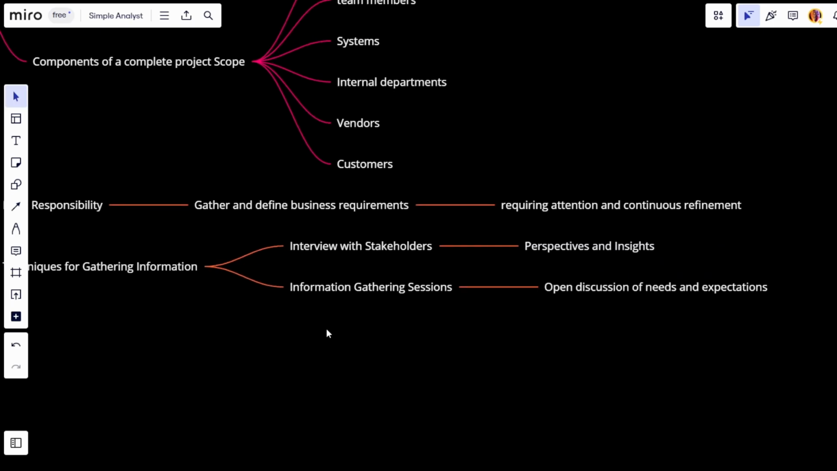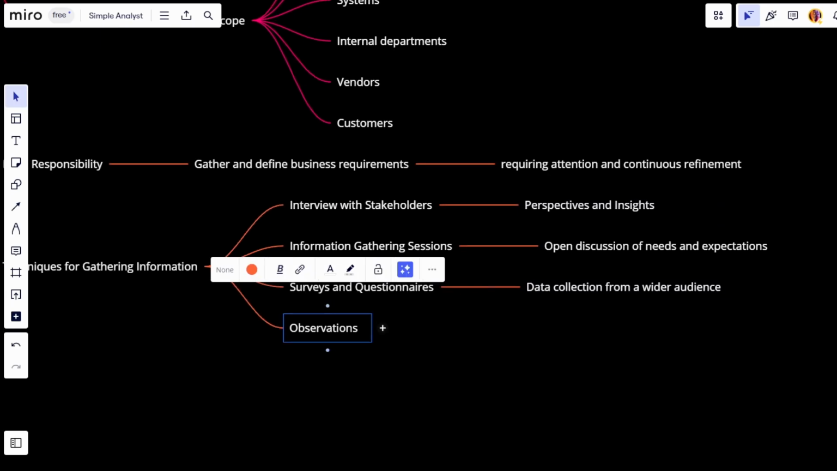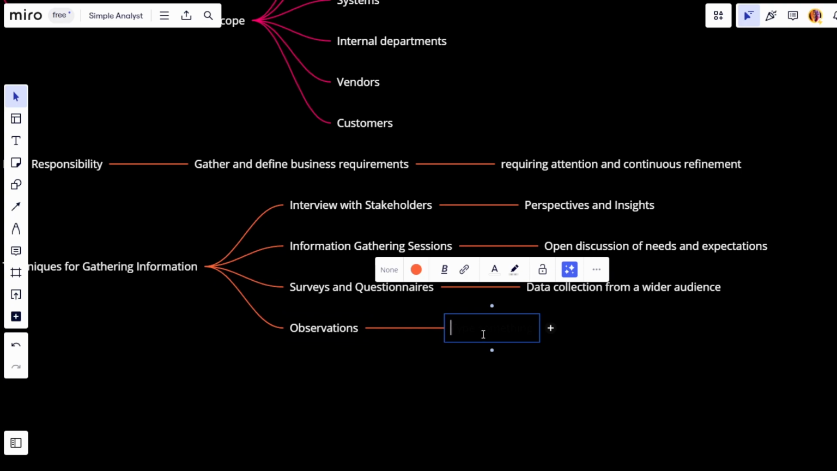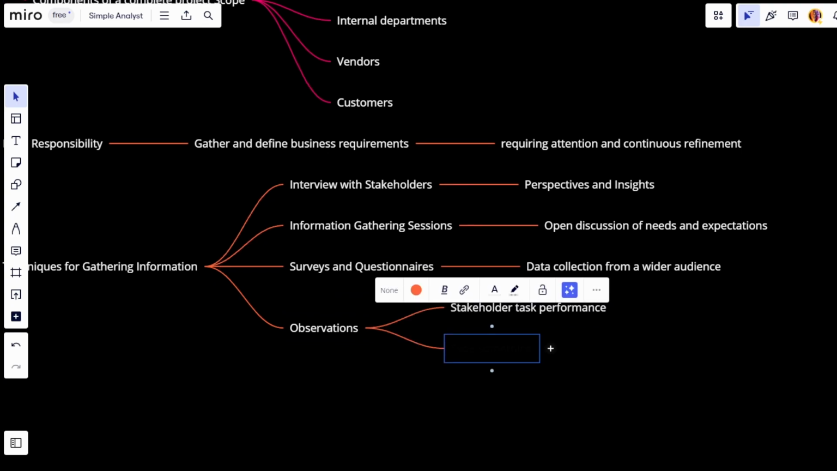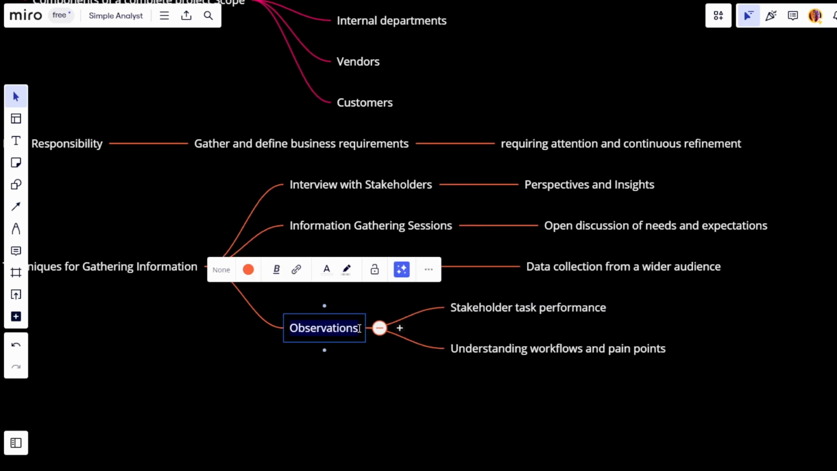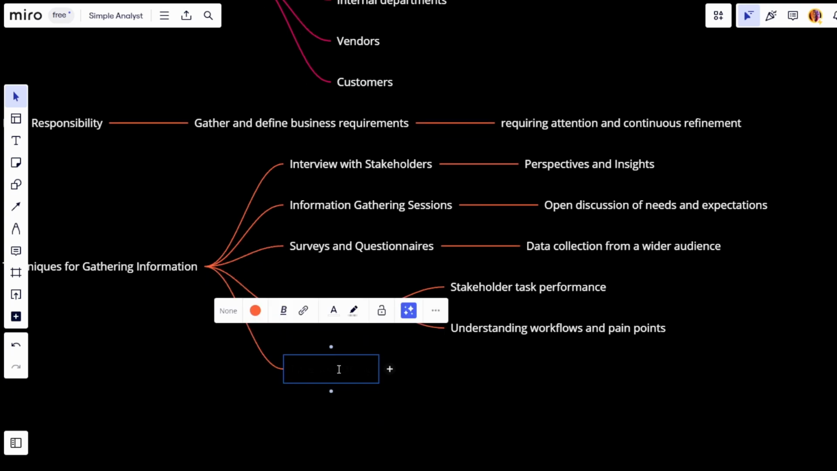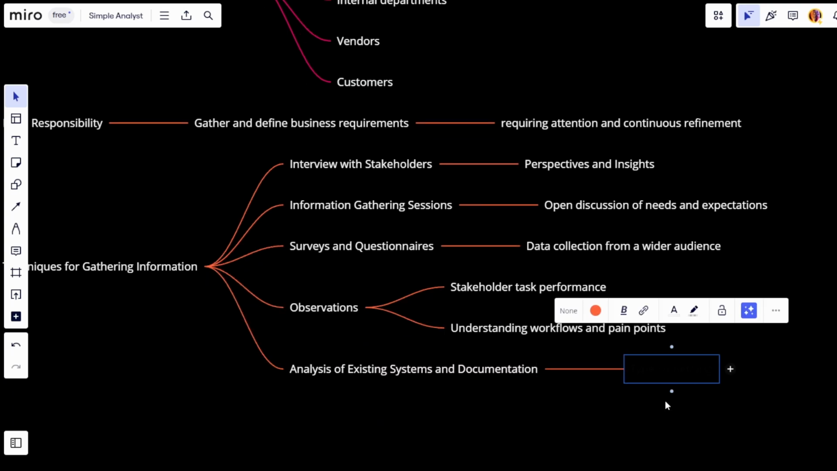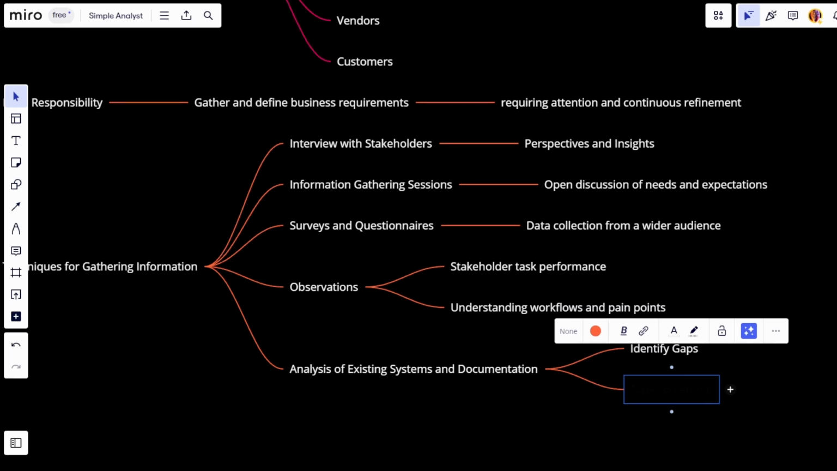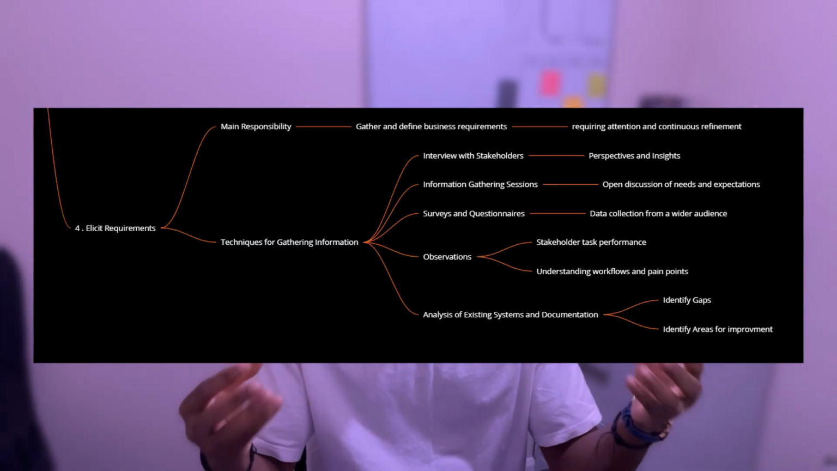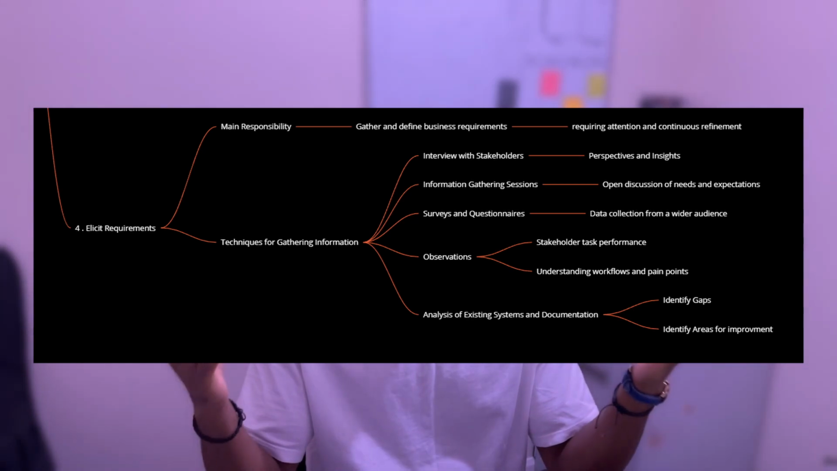We utilize surveys and questionnaires to collect data from a wider audience. We observe stakeholders as they perform their tasks to gain a deeper understanding of their workflows and their pain points. We analyze existing systems and documentation to identify any gaps or areas for improvement. So by using these various techniques, we can ensure a comprehensive and thorough analysis of the business requirements, which essentially leads to a successful implementation.